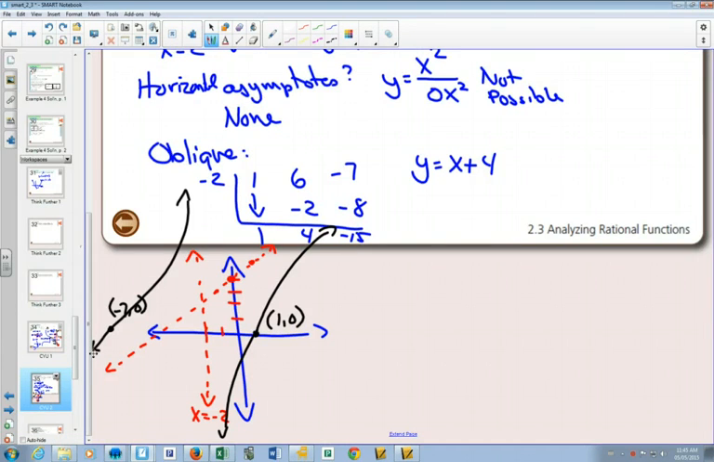The only thing I haven't labeled on here yet, I forgot to label this asymptote on my graph, y equals x plus 4. I should probably label something on my y-axis to give a scale for my y-axis, since both of my points were on the x-axis. And that's how you would graph this function.